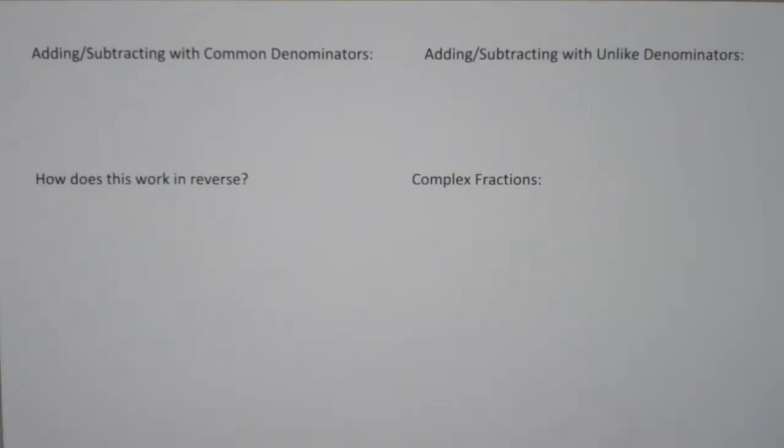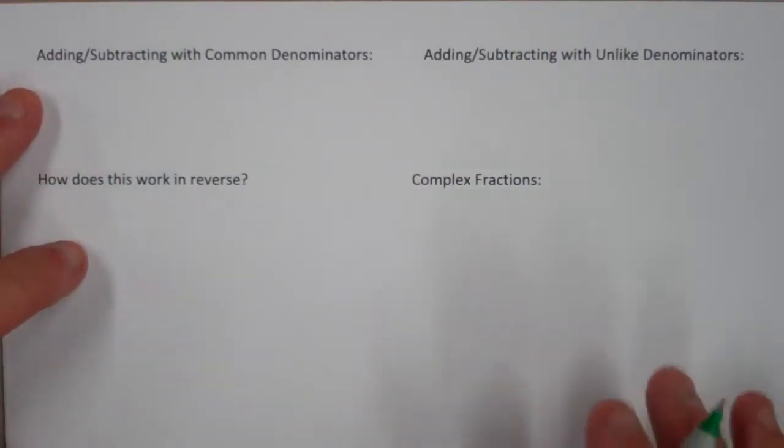In this concept video, we're going to be discussing some rules for fractions, adding and subtracting specifically. We're going to check out how it works in reverse and then talk about complex fractions briefly. This is really important stuff because when we're simplifying trigonometric expressions, you have to have the basics down before you work with sine, cosine, tangent, and all the rest of them. So let's begin with adding and subtracting with common denominators.